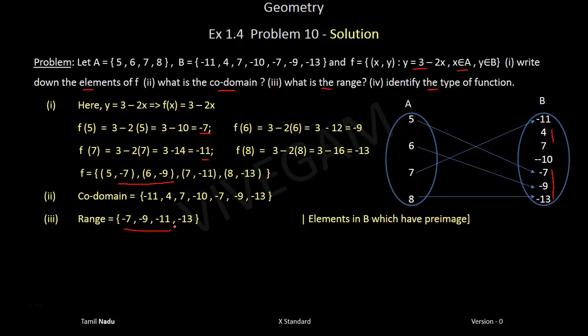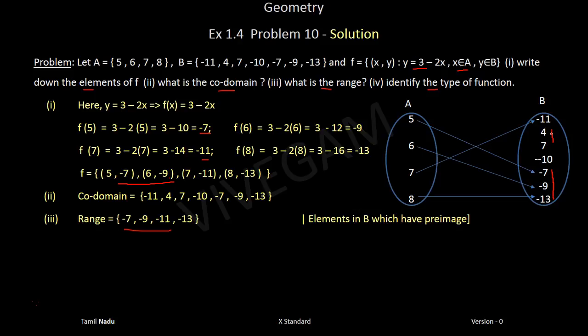Identify the type of the function. So let's see whether it's a one-to-one function. Do any of these images have two arrows pointing to them? No, each one has got an individual image. So it is a one-to-one function. In other words, if it were not, there would be two arrows pointing towards one element of B, but that is not the case. Each and every different element of A has got a different image. So it's a one-to-one function, where every distinct element of A has a distinct image.